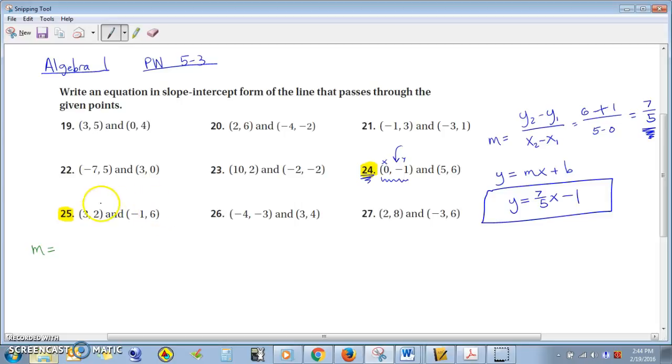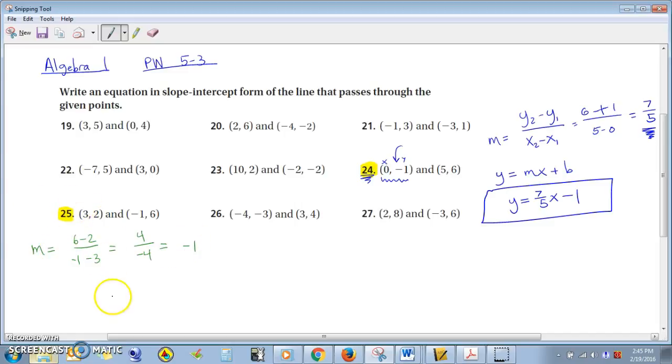So y2 minus y1, that's going to be 6 minus 2 over x2 minus x1, it's going to be -1 minus 3. So 6 minus 2 is 4, and -1 minus 3 is -4, and 4 divided by -4 is -1. So my slope is -1.